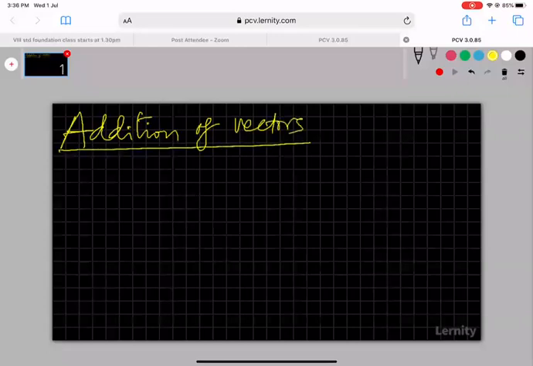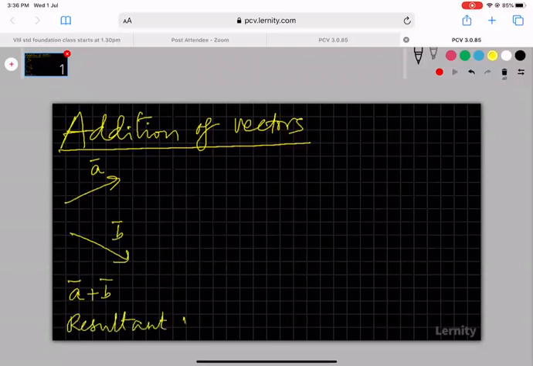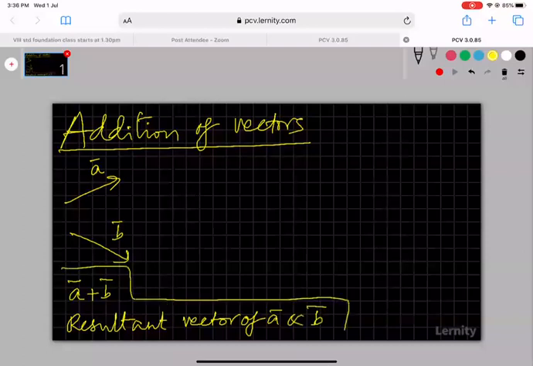Okay. So, addition of vectors. Let us deal with addition of two vectors at a time. Say we have two vectors A bar and B bar, and we are supposed to find A bar plus B bar. This is also called the resultant vector. When you add two vectors, what you get is a resultant. What you get is a vector quantity again. A bar plus B bar is also a vector quantity, so it will have a magnitude as well as direction. We'll see how to know that magnitude and direction.